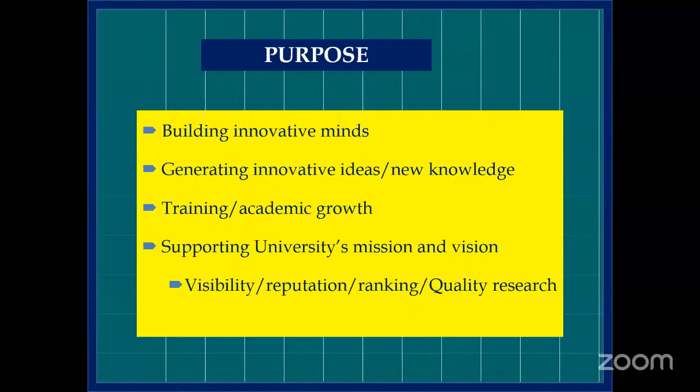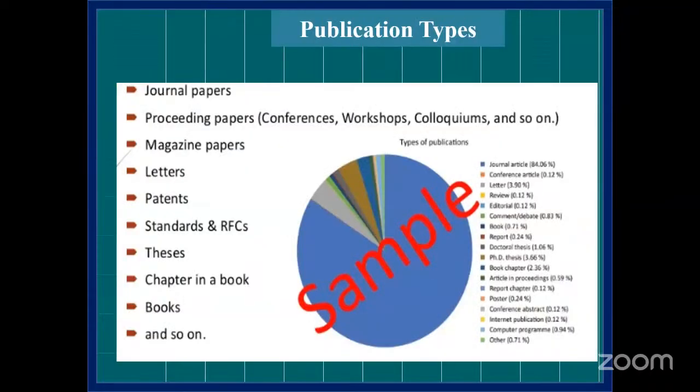And then, for what purpose, as I mentioned, what are the types of papers we can publish? The different types of papers are journal papers, proceedings, magazines, lectures, patents, and also theses, book chapters, books, and so many things. You can look here at how many papers are published: journal articles are 84%, conference articles are 12%, letters are 3.9%, and 0.25%. So you can get this information about the type of publication from this site.